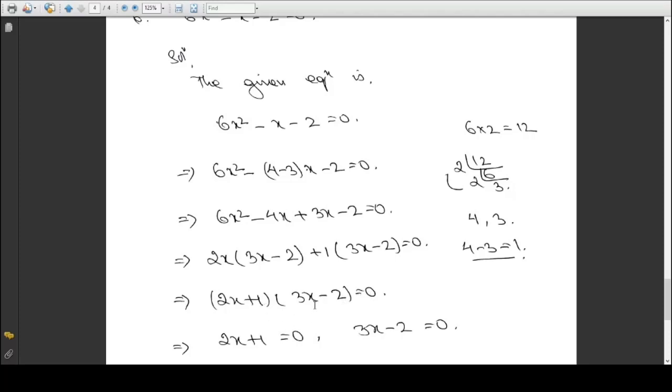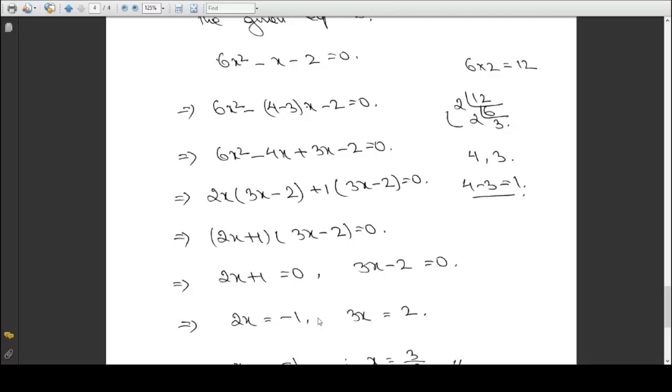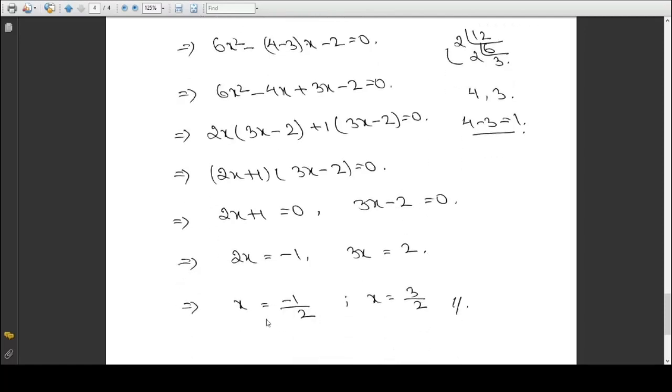Either this equals 0 or 3x minus 2 equals 0, which gives us 2x equals minus 1, going to the right side, this plus 1 becomes minus 1, and 3x will equal 2, because this minus will change to plus. Then x will be minus 1 by 2, and x will be here 2 by 3. I've wrongly given you here 3 by 2, but actually it is 2 by 3.